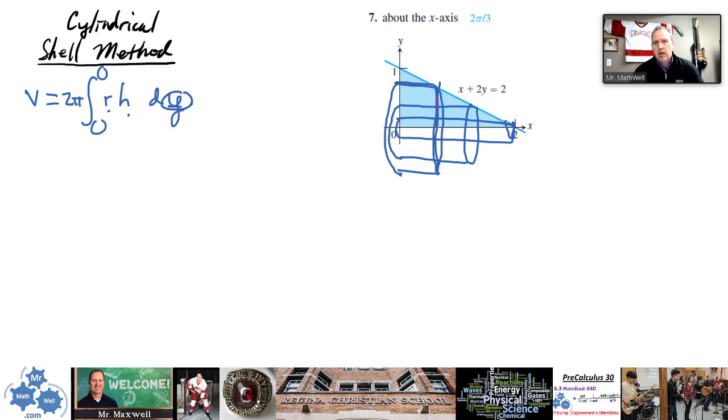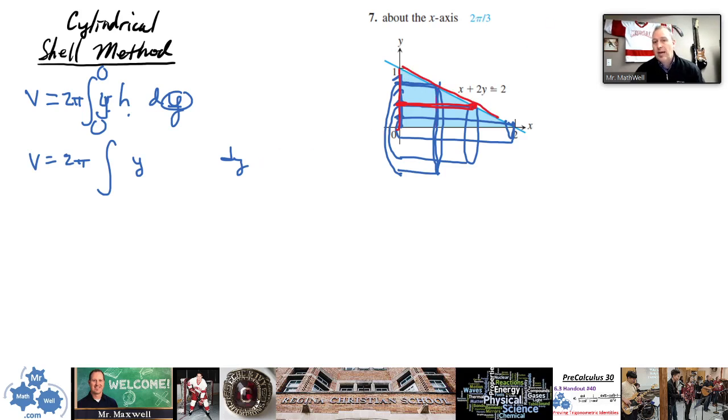What about r? r is going to be the distance from here out. So does that look like x values or something else? Well, that's y values. So this is y. Let me rewrite this now. So y and dy. So what is h? The height, this is a tipped over cylinder, right? So the height is going to be the difference from this function down to y equals 0.